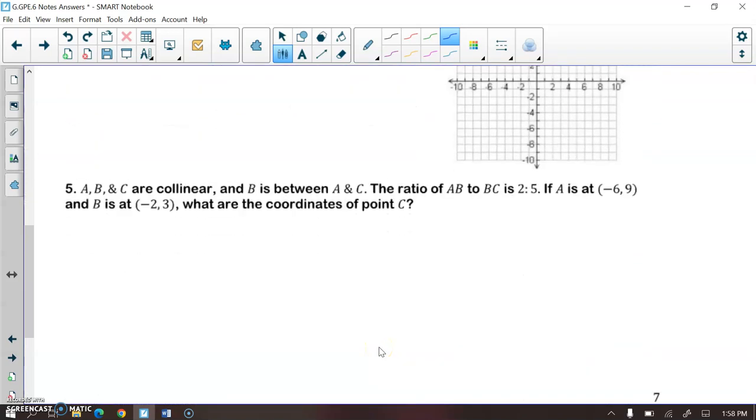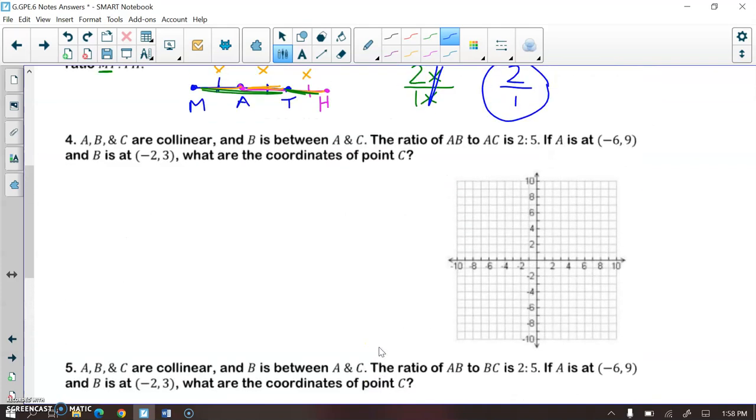All right, so number 4 and 5 look similar to what we did in level 3. However, it's slightly different. So A, B, and C are collinear, and B is in between A and C, and the ratio of AB to AC is 2 to 5. If we have A at (-6, 9) and B at (-2, 3), we want to find the coordinates of C.